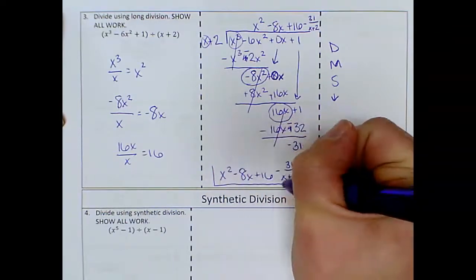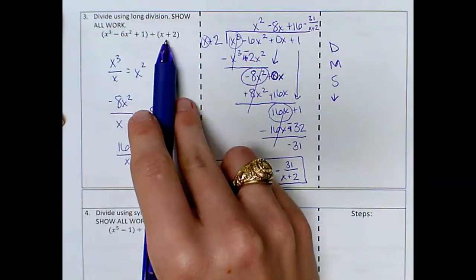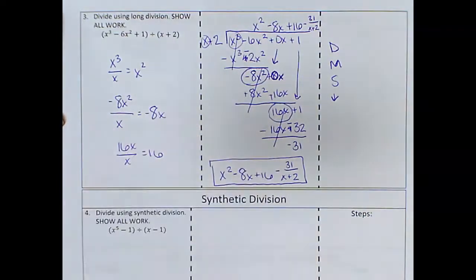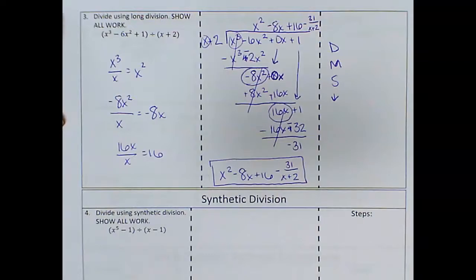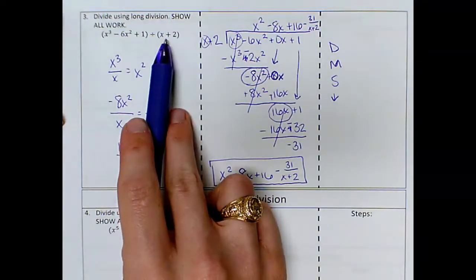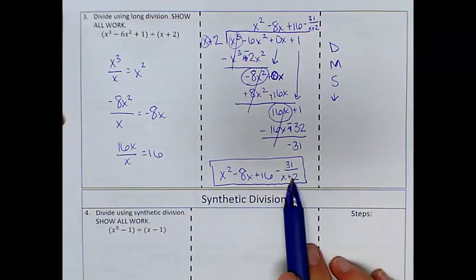If a question asked if this polynomial was divisible by x plus 2, the answer would be no, because it has a remainder. If the question asked, is x plus 2 a factor of this polynomial, again, the answer would be no, because you have a remainder.